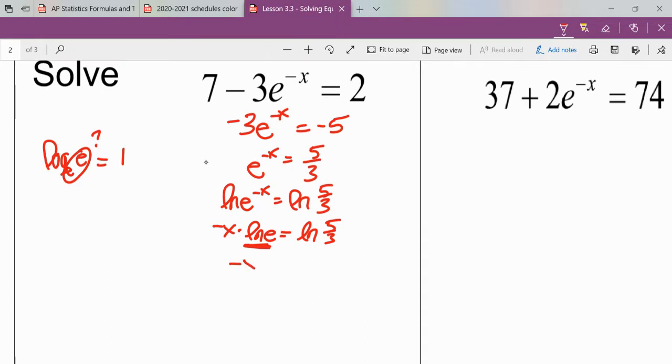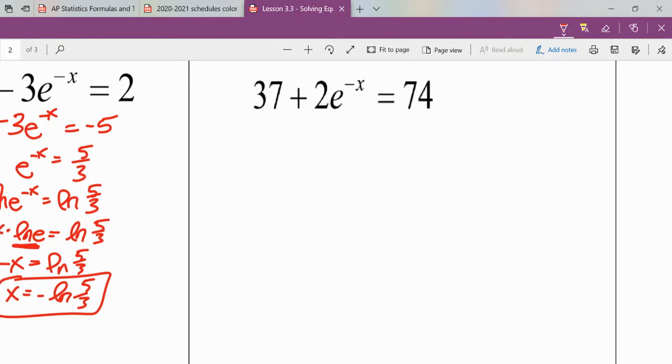So this just makes negative x equals natural log of 5/3. And then to solve for x, I just want the opposite. So negative natural log of 5/3. And you can leave it like that, or if you need the decimal approximation, go ahead and type that in your calculator.